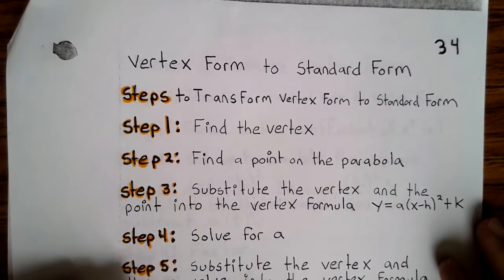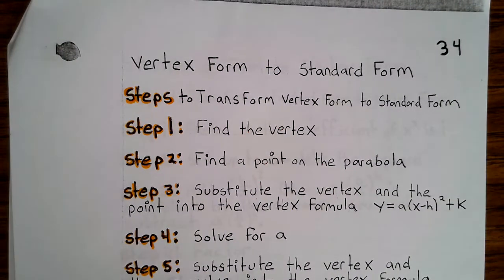The next page of notes. All right, vertex form to standard form on page 34. Steps to transform vertex form to standard form. Step 1, find the vertex. Step 2, find a point on the parabola. Step 3, substitute the vertex and the point into the vertex formula y equals a parentheses x minus h squared plus k. Step 4, solve for a.